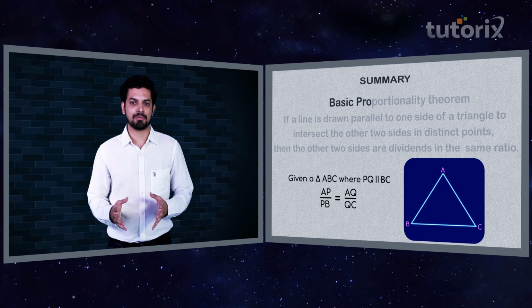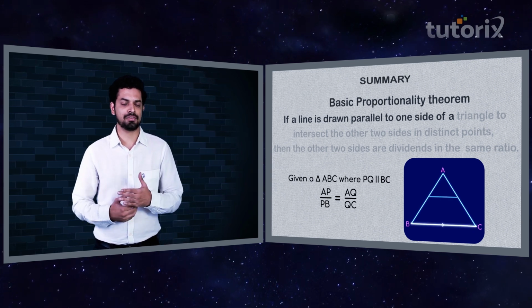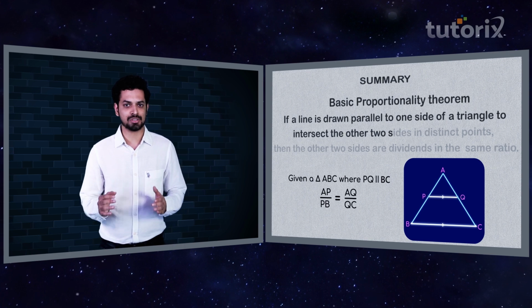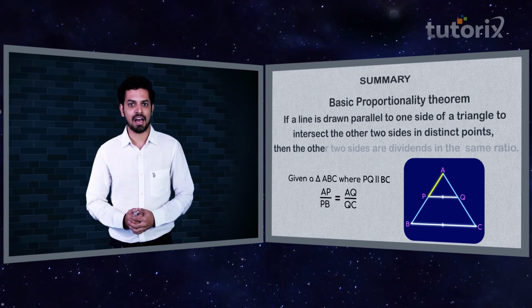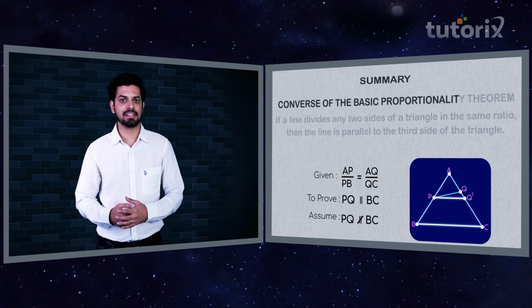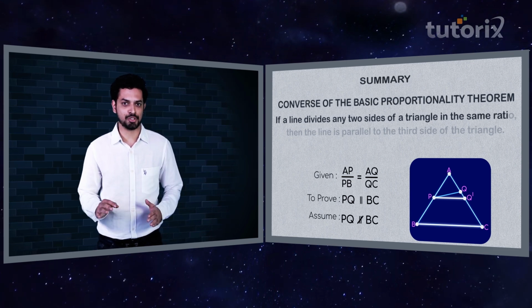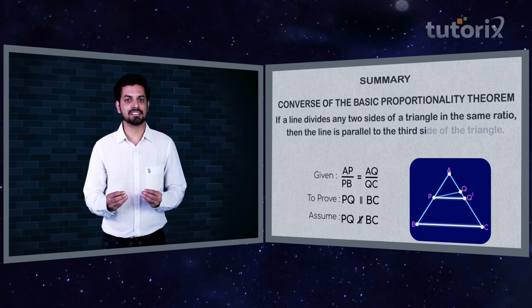But before that, let us quickly summarize. Basic proportionality theorem: If a line is drawn parallel to any one side of a triangle to intersect the other two sides in distinct points, then the other two sides are divided in the same ratio. Converse of the basic proportionality theorem: If a line divides any two sides of a triangle in the same ratio, then the line is parallel to the third side of the triangle.